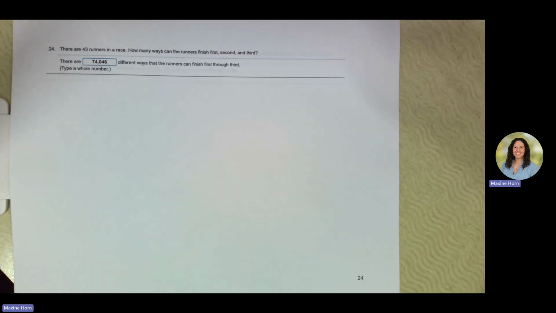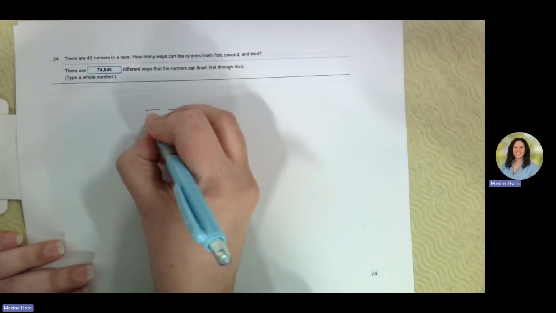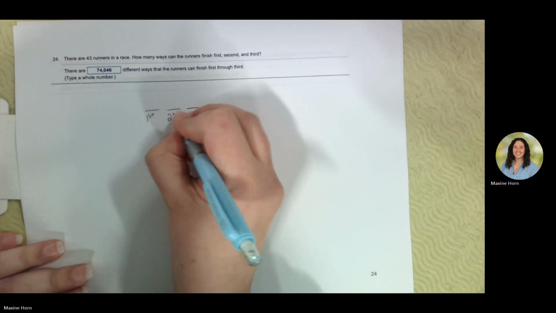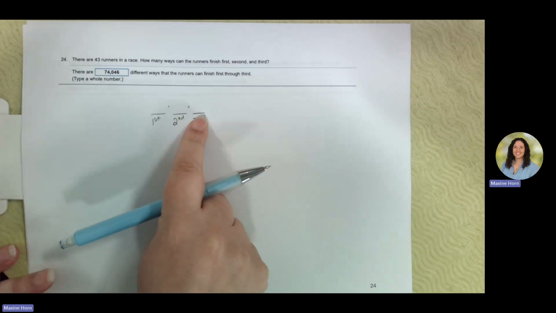Number 24, there are 43 runners in a race. How many ways can the runners finish first, second, and third? Okay, so again, we're going to do this a couple different ways. So we can say, all right, well, I have first, second, and third place. And we say, well, how many options do I have for first place, second place, and then third place?